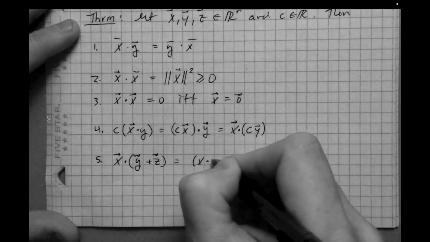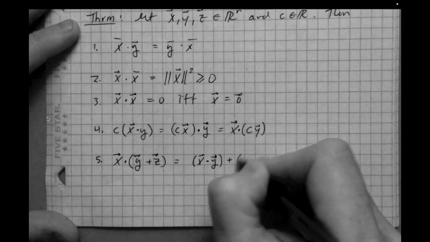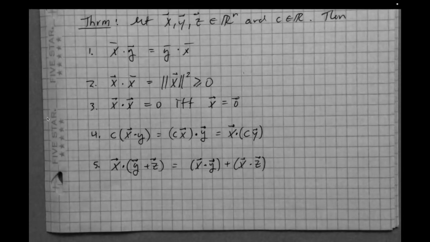So I can go x dot y plus x dot z. And so it works like the familiar distributive property that we're all used to.